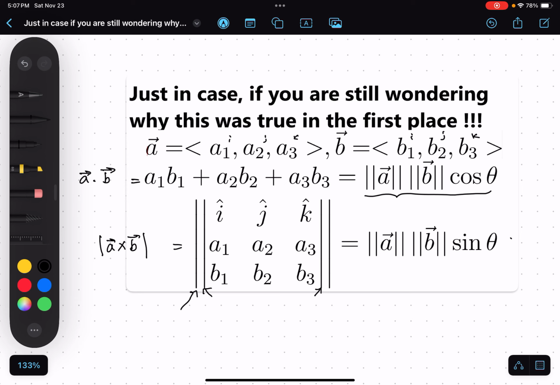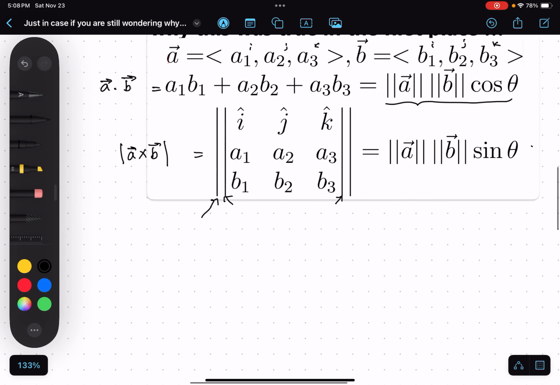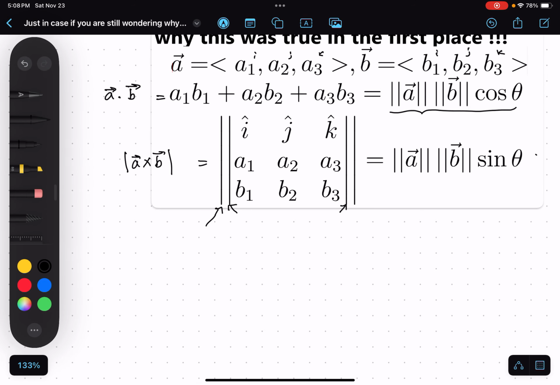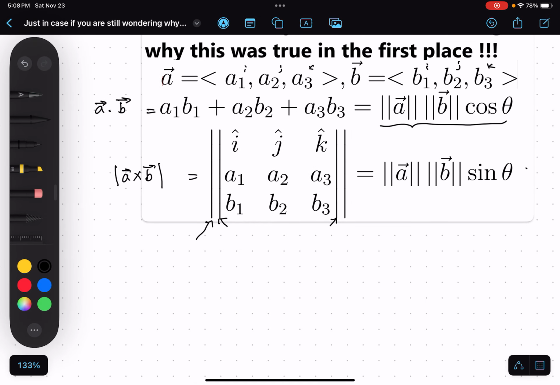In this video, we will discuss and see why these two statements are true. Now I think we are good to begin. But before we begin, let us also discuss a few things about the magnitude of a vector, because that will be helpful later on.